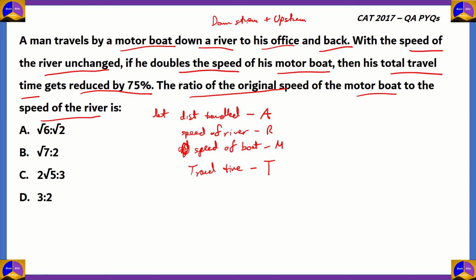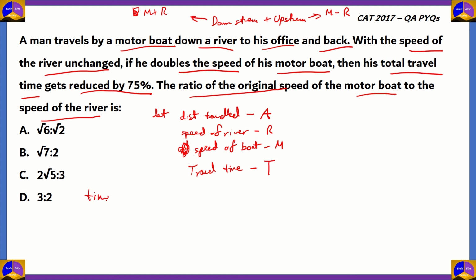So we know that the boat goes downstream and upstream. So when it goes downstream, the speed will be M plus R because we are going in the direction of the flow of the river. When we're going upstream, we're going opposite the direction of the flow of the river, so that will be M minus R. So that's downstream and upstream speed.